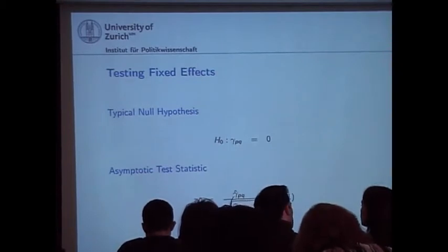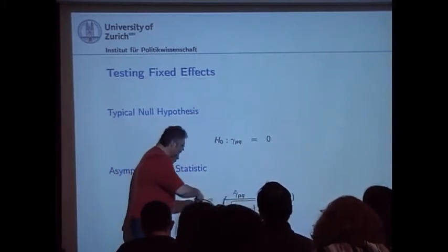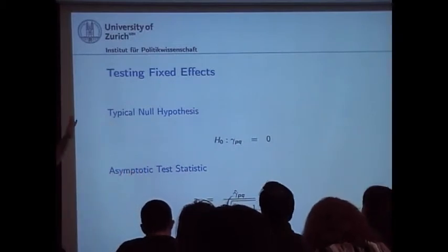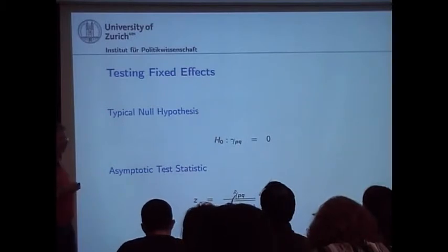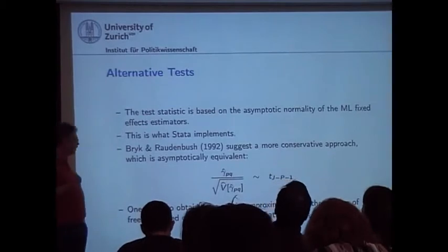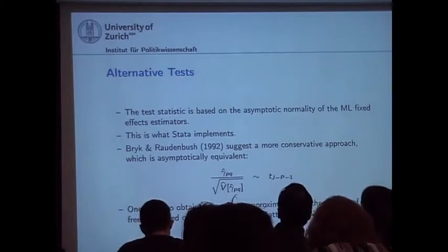Stata seems to take a very liberal view and just does this. It says the ratio of the estimate over the standard error is standard normally distributed, and I'm going to calculate the p-value on that basis. There is some debate in the literature as to whether that's the best approach.